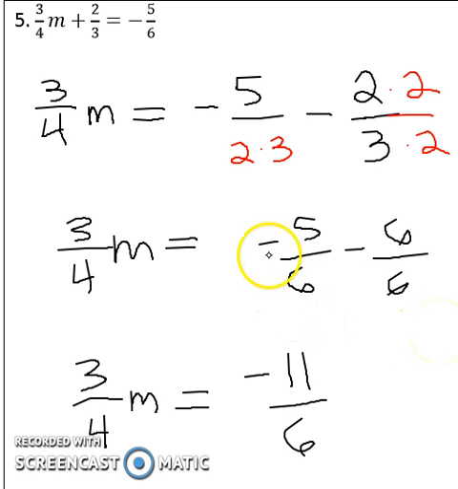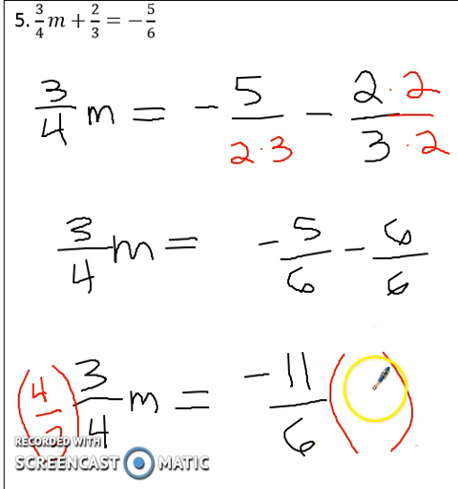So from here, we can combine the numerators and we subtract: minus 5 minus 6 gives us a minus 11 over 6. So we need to isolate the variable itself, the m, and so we have to do the opposite of what's happening. We have to multiply by a 4 over a 3. Do the opposite, multiply by the reciprocal. So that ends up crossing off the 4 over 4 and 3 over 3.